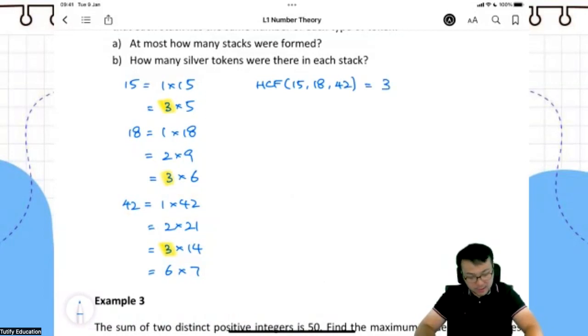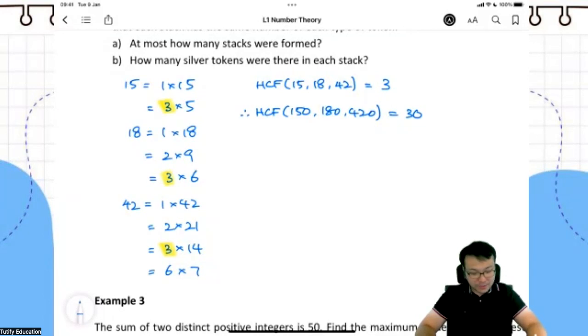So Kate, what if now I want to know the highest common factor between 150, 180, and 420? What do you think will be the highest common factor between them? Owen, you're correct. The highest is 30. Yes, very good. You just need to add the 0. Okay, so this is the shortcut.